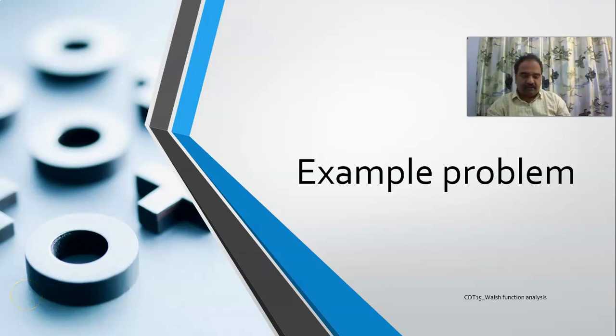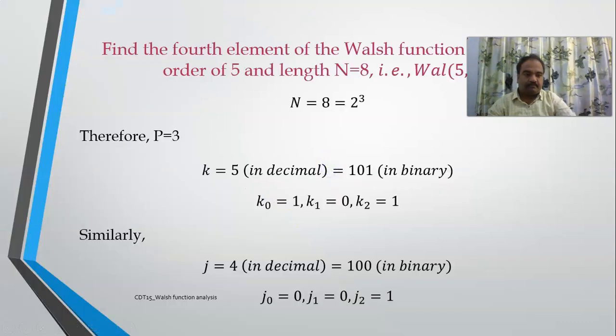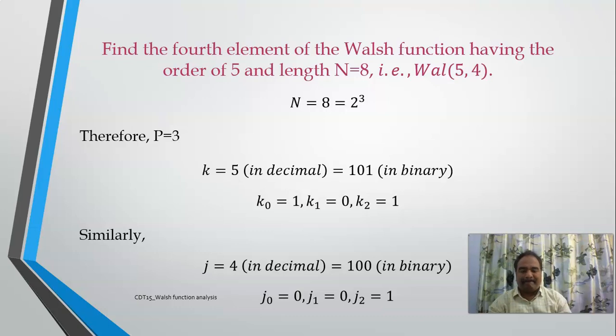Good morning. In this lecture, we will see how to determine discrete Walsh coefficients. Now, let's take a quick problem. Find the fourth element of the Walsh function having the order of 5 and length n equal to 8. It can be represented as Walsh 5, 4, which means that the total number of samples in the given time period is 8.